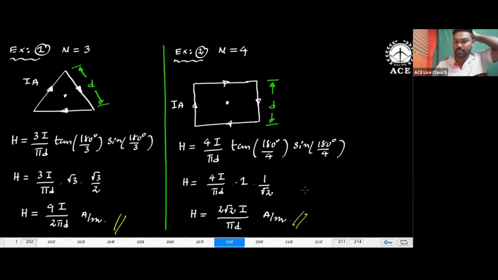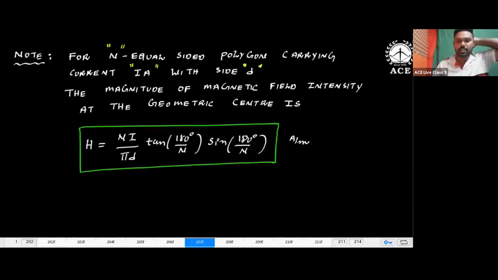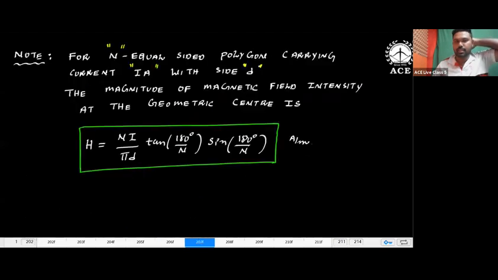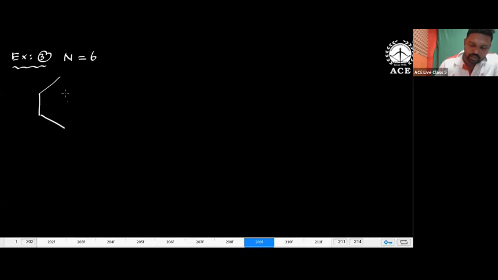Next, example number 6. This C1, this we already got, isn't it? Directly also, 2 root 2 I by pi D. Clear? Yes. Let us take one more example. Example number 3. N is equal to 6. This was one of your GATE questions for 2 marks. So that means it is a hexagon like this: 1, 2, 3, 4, 5, 6.